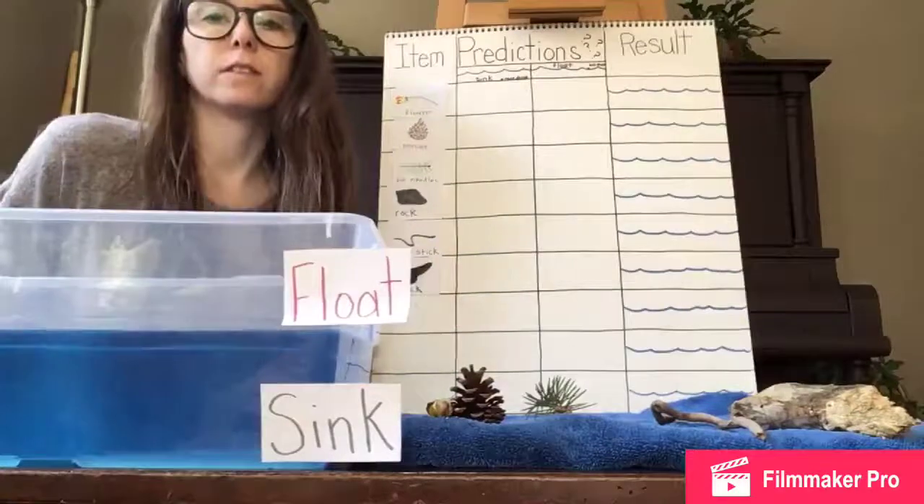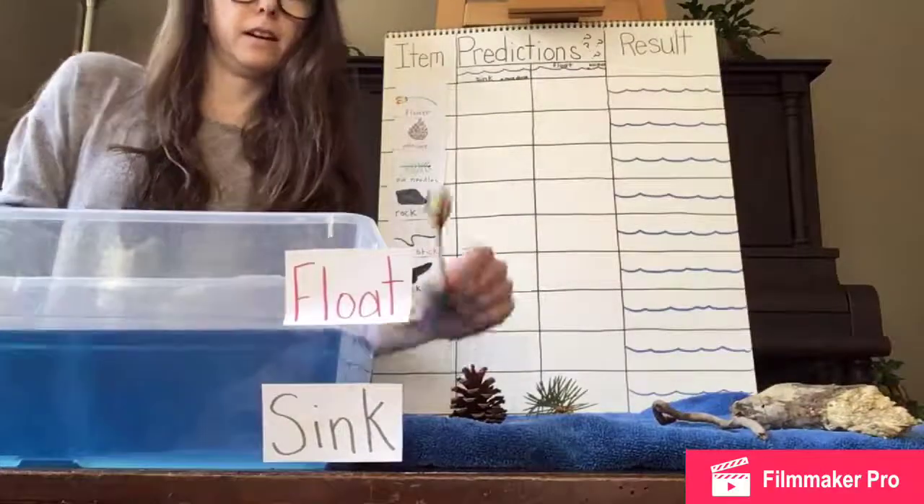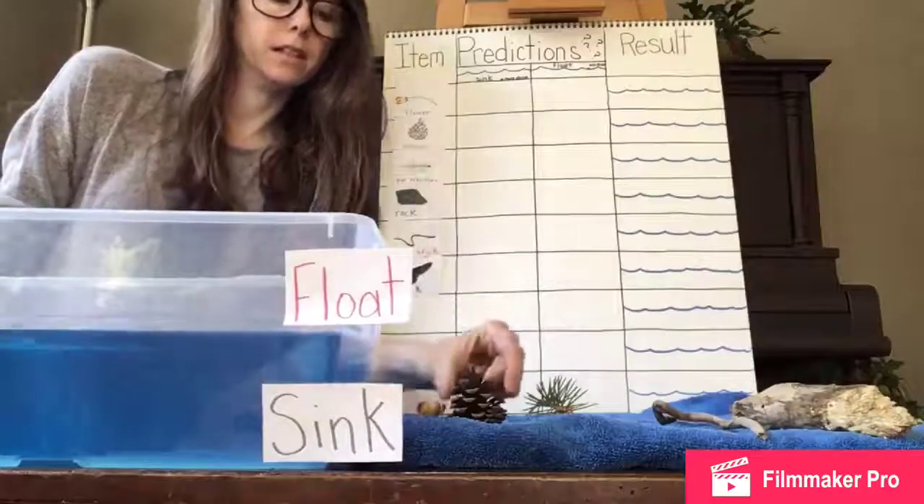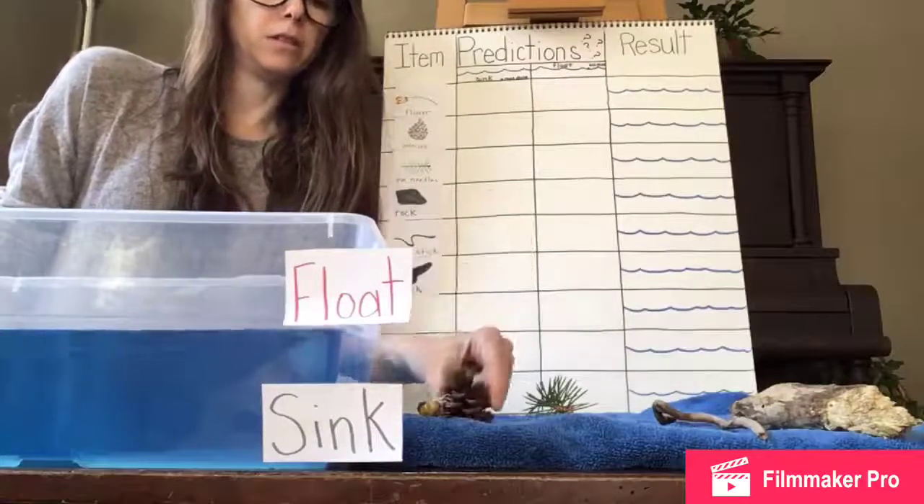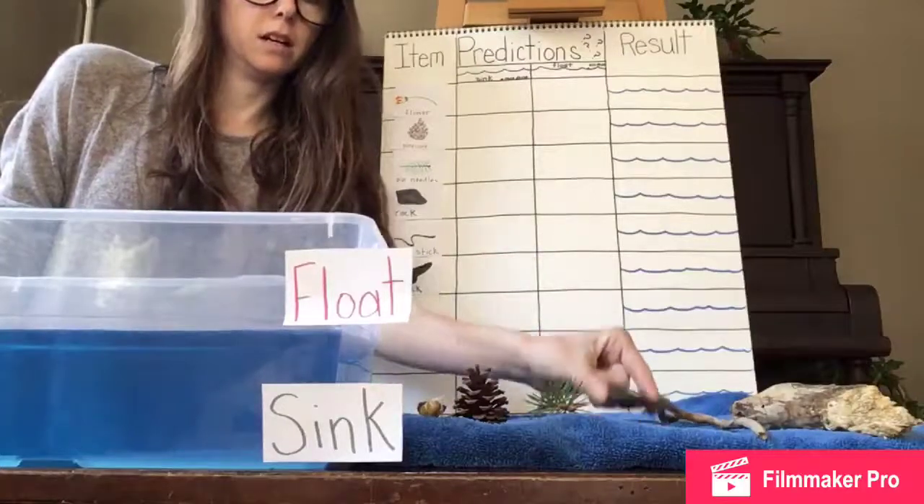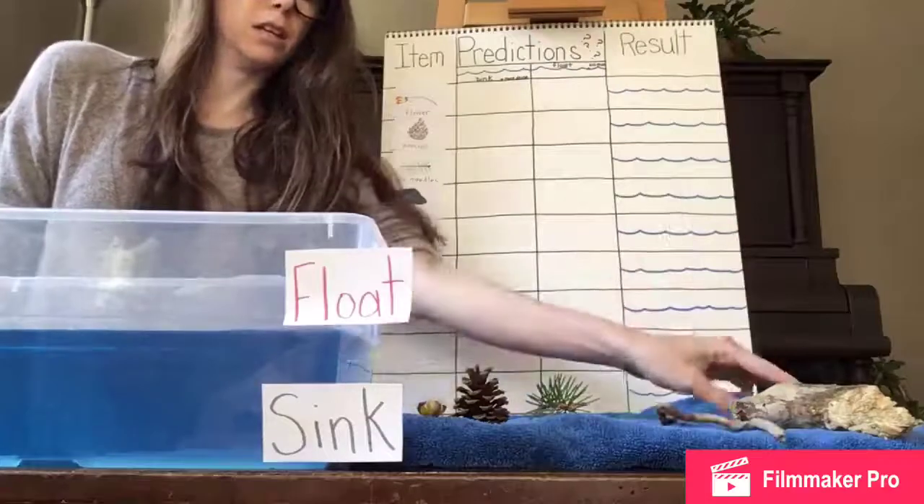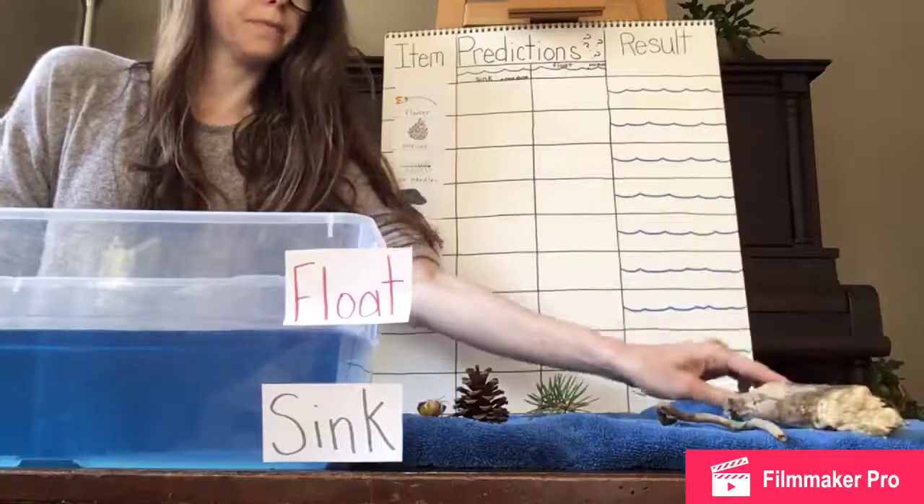Welcome to Sink or Float Nature Edition. Today we have a flower, a pine cone, pine needles, a rock, a small stick, and a big stick.